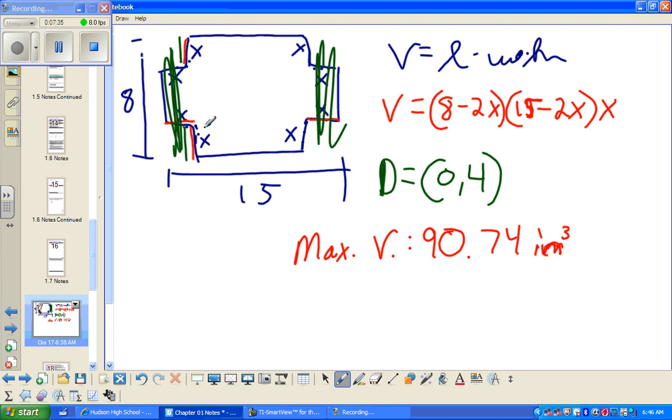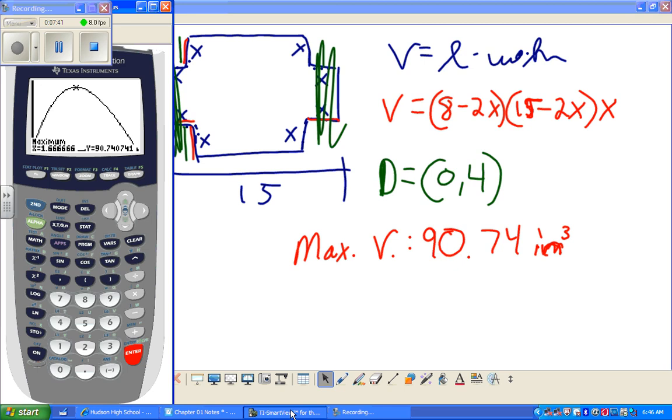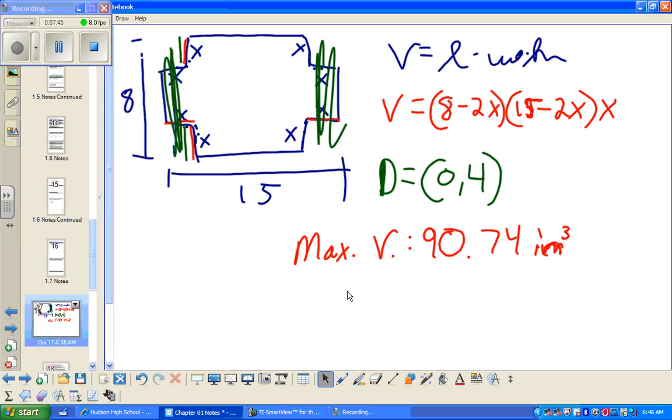How big would the square be, or how long would x have to be to get that maximum? Well, that's the x value on your graph. That's that 5/3. So x equaling 5/3 would give us the maximum volume.